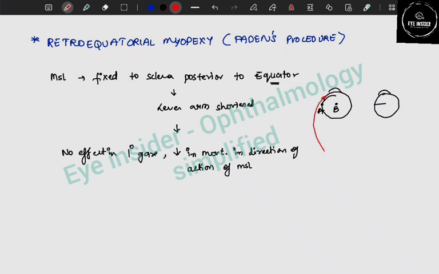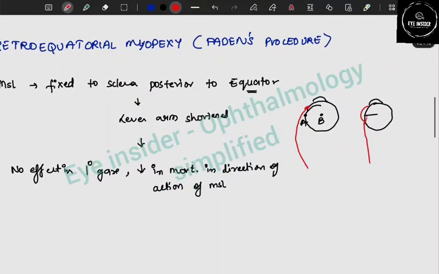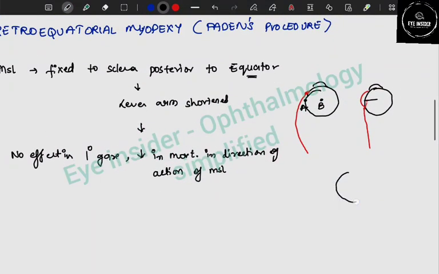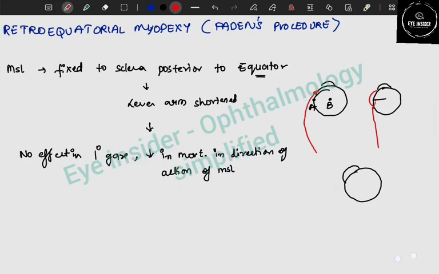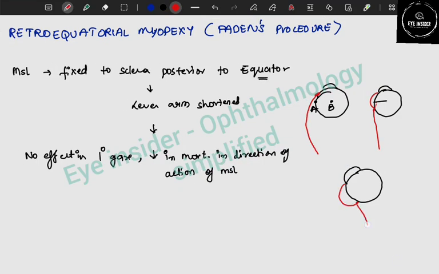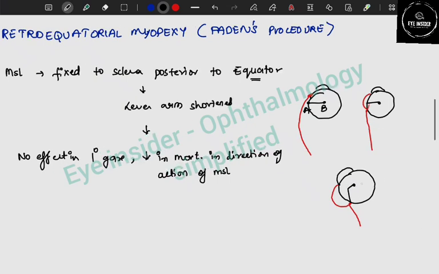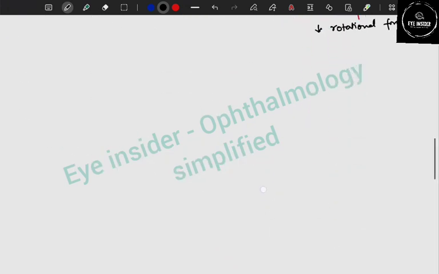So this is the diagram showing the retroequatorial myopexy. So A and B is the lever arm. In the right side image, you can see it is tied posteriorly to the sclera. So when the muscle is acting in its direction, what is happening? The lever arm, instead of AB, has become CB. So there is a reduced rotational force.